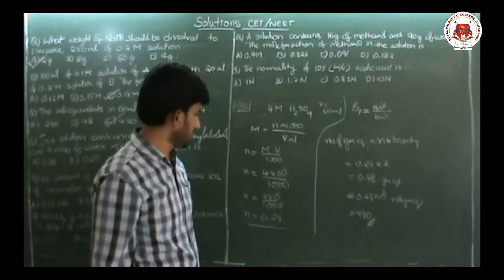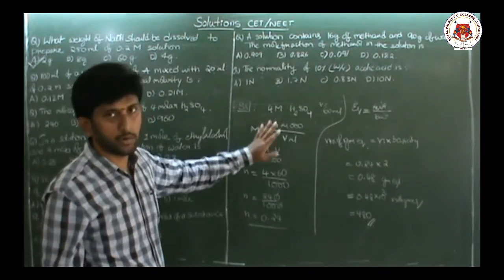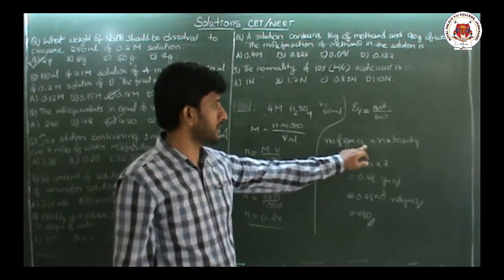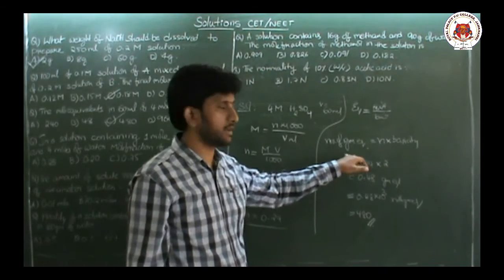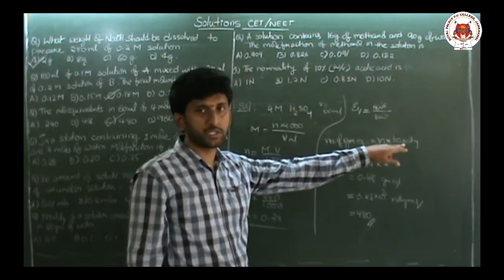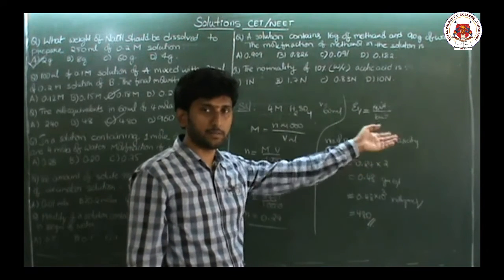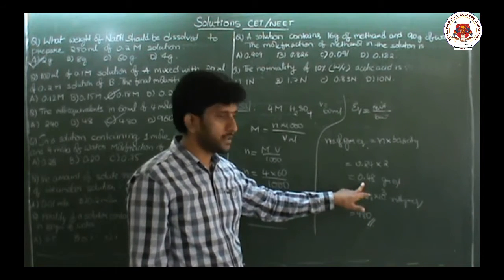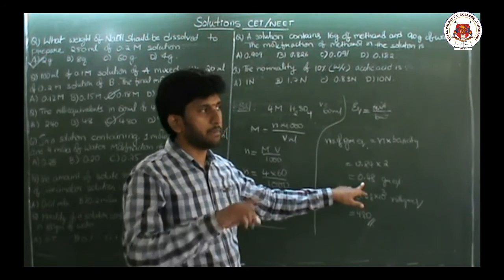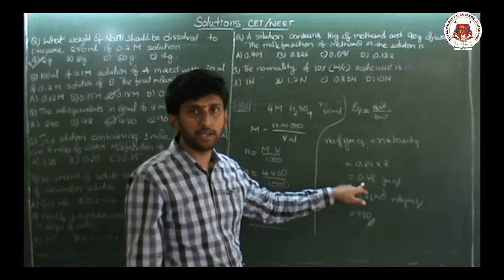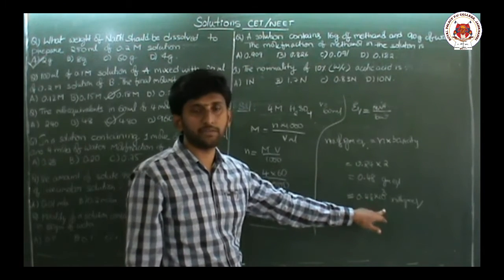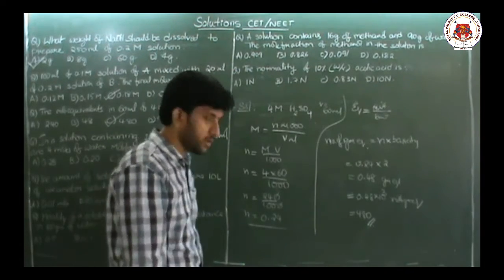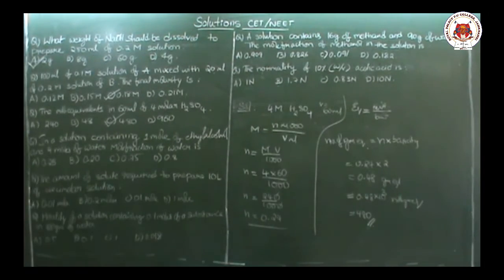First we calculated moles here. To convert moles to gram equivalents, number of gram equivalents is equal to number of moles into basicity, the valency factor. That gives 0.48 gram equivalents. Gram equivalents must be converted to milligram equivalents, so you should multiply by a factor of 10 power 3. So the answer is 480.